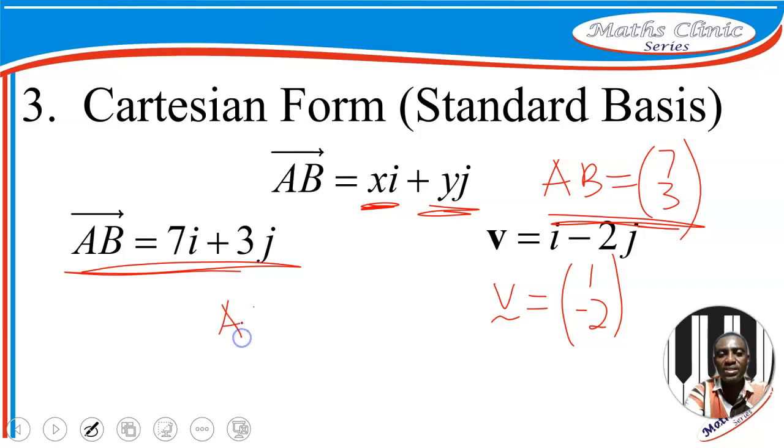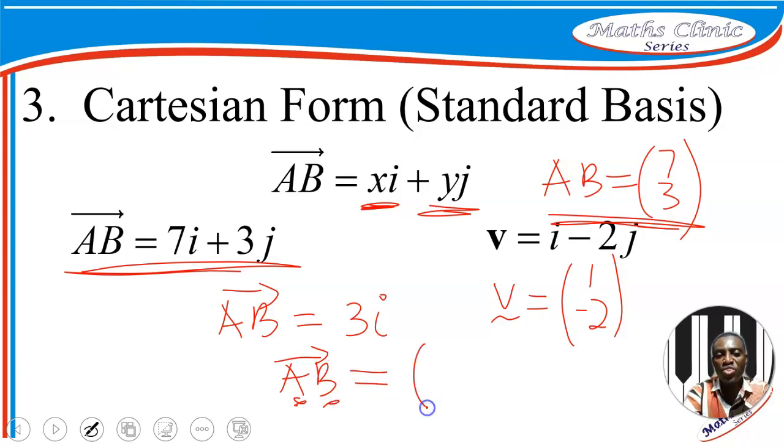If someone gives you a vector, say AB, and the person writes 3i, just 3i, what it means is that the vector AB has the initial of A heading towards B in the form of 3 on the x-axis, 0 on the y-axis. That is why the j didn't come. So it's more or less we are writing it like this, which of course 0j is the same as 0, so we don't write it. This is the form we call Cartesian form of vectors.